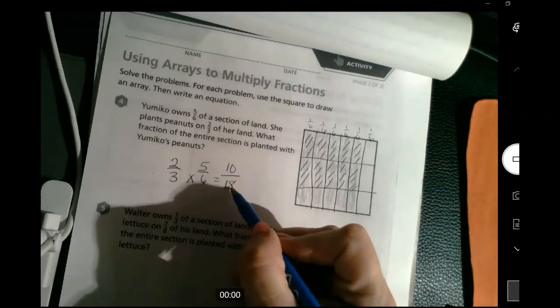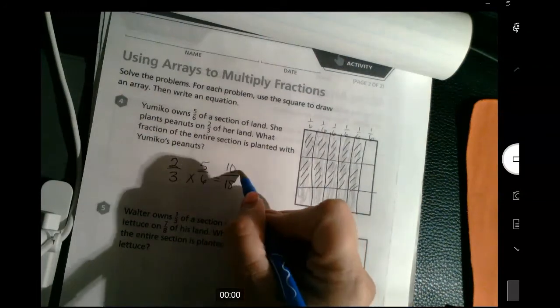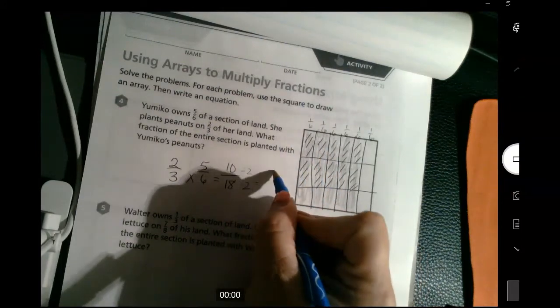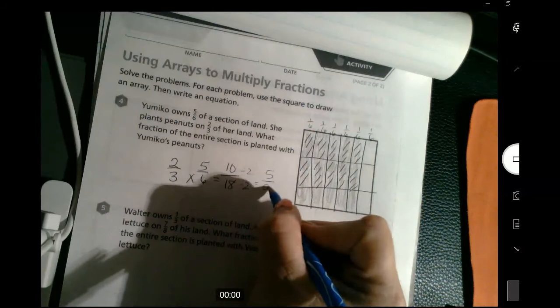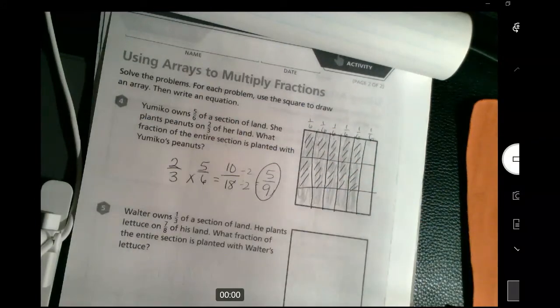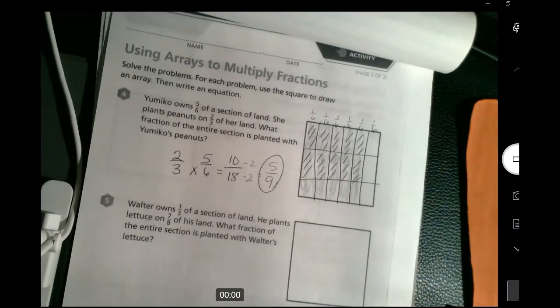So I look and I notice that both of these are even numbers, and I'm thinking to myself, oh, the number 2 will go into both of those. 10 divided by 2 is 5, and 18 divided by 2 is 9. So my final answer should be 5/9. Okay, let's go on. Hope it's making more sense.